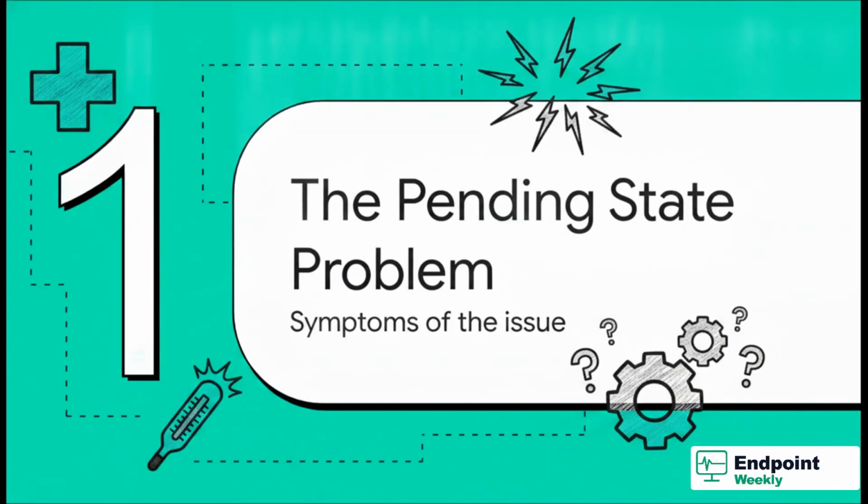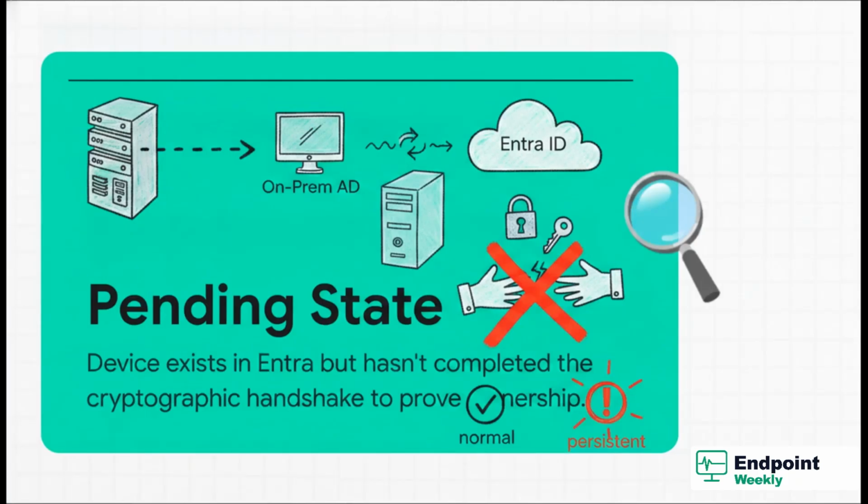Section 1. The pending state problem. Let's look at the symptoms. When Entra Connect syncs your on-premises Active Directory to the cloud, it projects a computer object into Entra ID. But at that exact moment, it's really just a shell. It's a placeholder. The pending state simply means this object exists in the cloud, but the actual physical machine sitting on your user's desk has never reached out and completed the cryptographic handshake to prove, hey, I own this object. It basically has no device key yet.